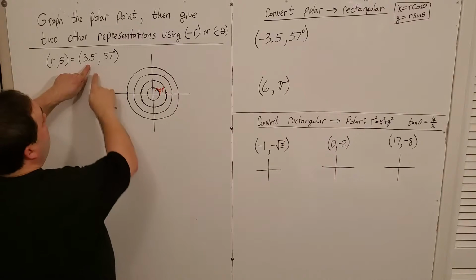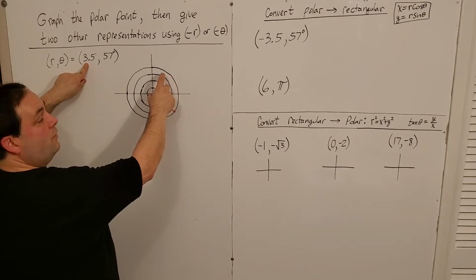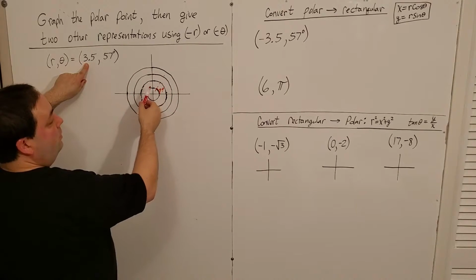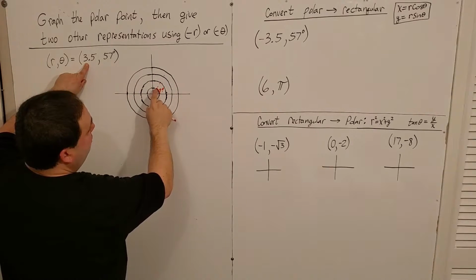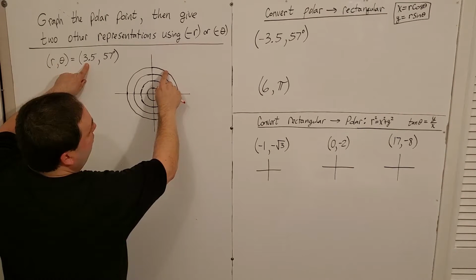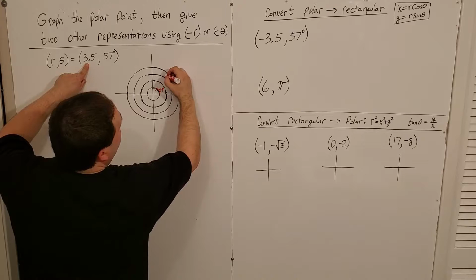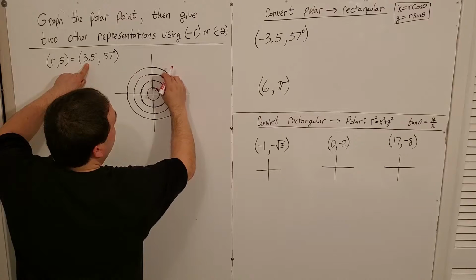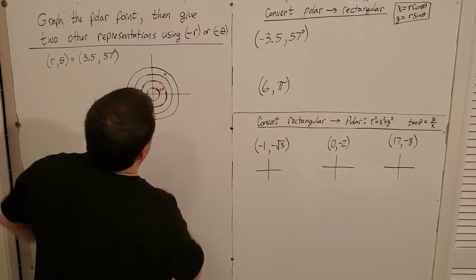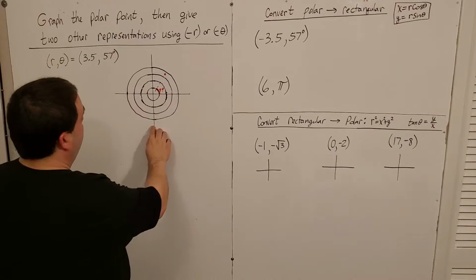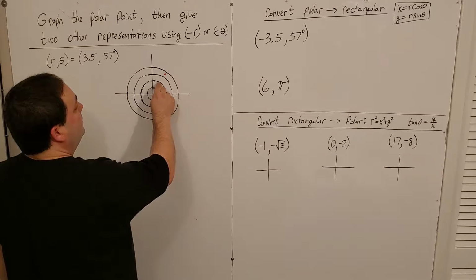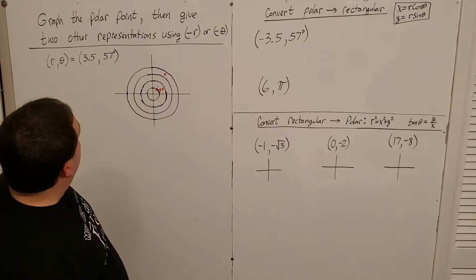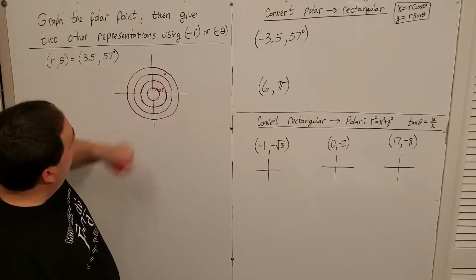And then I'm supposed to be 3.5 distance from the center. And it's positive, so I'll be going in the direction that theta has mapped out. So 3.5, 1 circle, 2 circle, 3 circles, and then, oh look, there's 4 circles, so a half would be right in between them, right here. Okay? All right. So that's the location of where this point should be. 3.5 comma 57 degrees should be about right there.